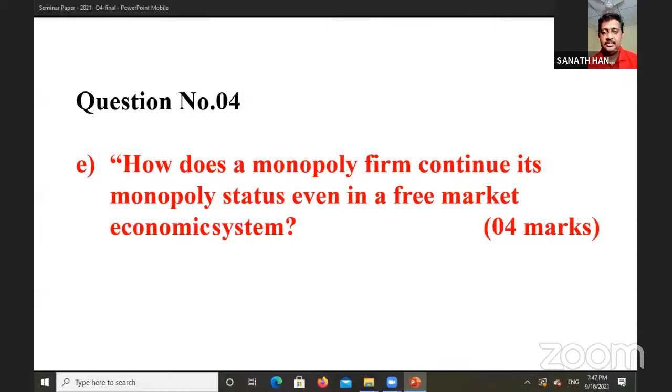Normally in a market economic system, markets are perfectly competitive because there are a large number of private sector entrepreneurs and firms. So most of the markets are perfectly competitive. But even in a market economic system, there can be monopoly firms.